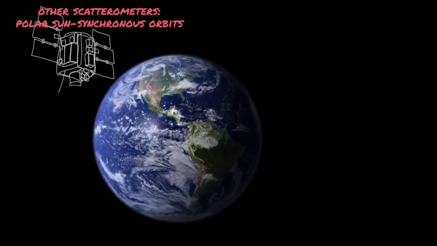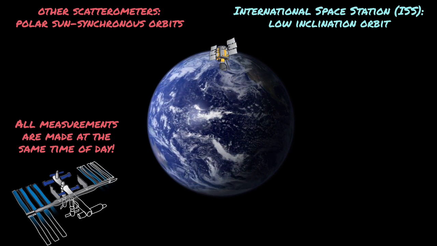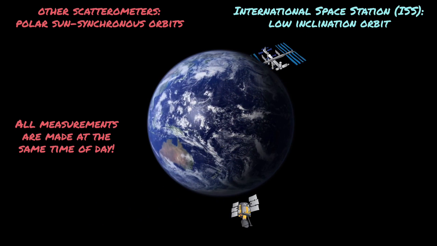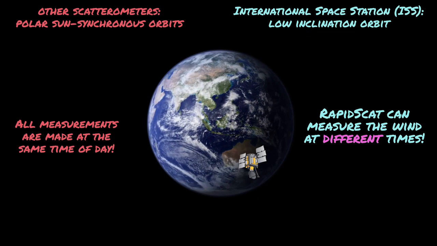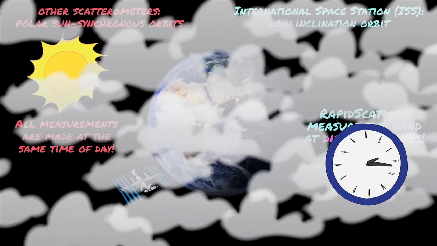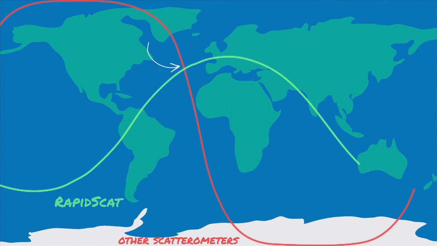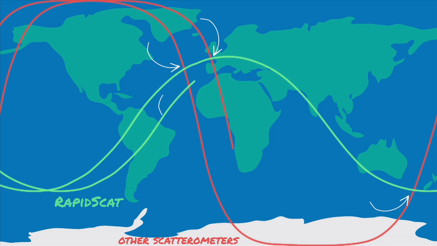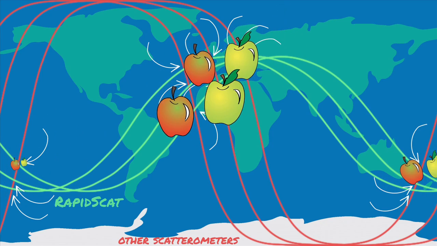Other scatterometers pass over a point on the surface at roughly the same time every day. ISS travels in a completely different orbit, which means that RapidScat will be able to measure the wind at different times. That's really important when you're trying to understand how heating from the sun can affect winds and cloud formation from hour to hour. And it also means we can more accurately track tropical storms that might develop into dangerous hurricanes. Even better, RapidScat's path will cross those of the other scatterometers, allowing for careful calibration of all of the instruments, so we know we're comparing apples to apples when we put it all together.